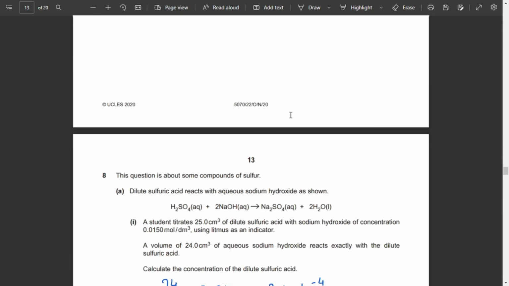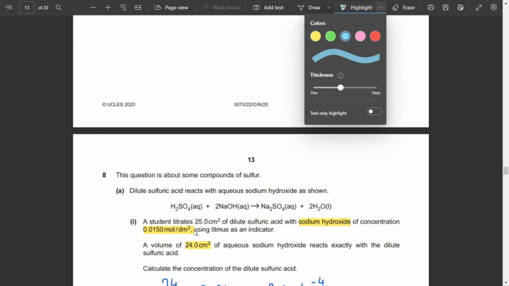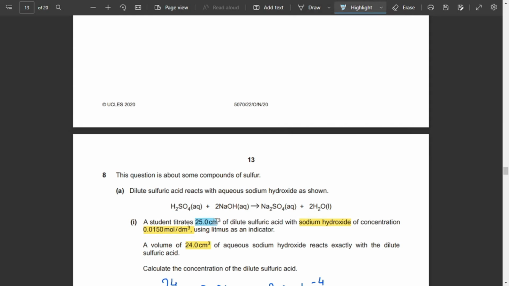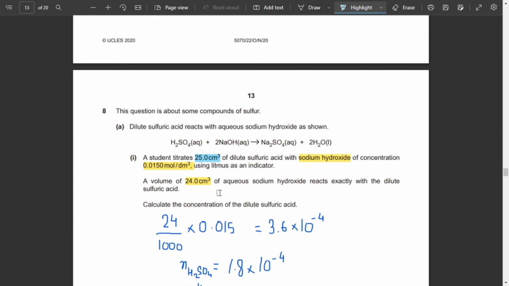First of all, let's highlight it and let me hide the solution. So here we have 0.015 mole per dm³ of sodium hydroxide. And the volume of 24 cm³ of sodium hydroxide reacts exactly with the dilute sulfuric acid. So we have 24 cm³ of aqueous sodium hydroxide. Now let's highlight the parts for the sulfuric acid. So we have 25 cm³ of sulfuric acid, which is the volume, since the unit tells us about it. Now the question says calculate the concentration of dilute sulfuric acid.